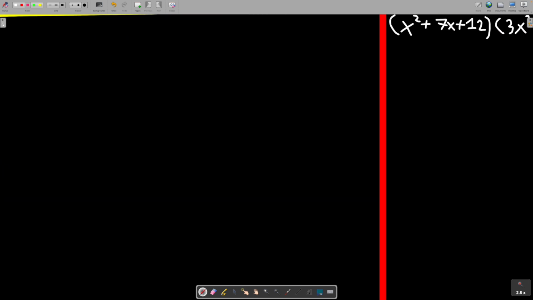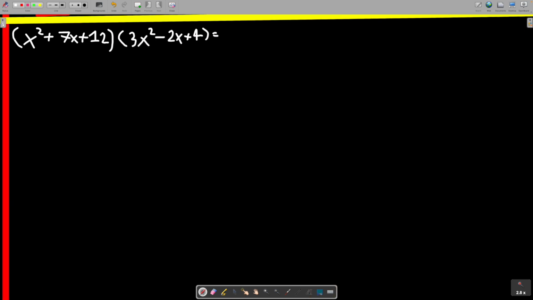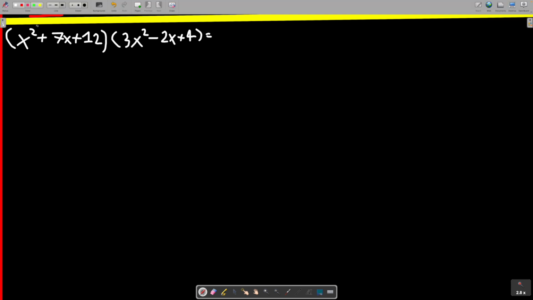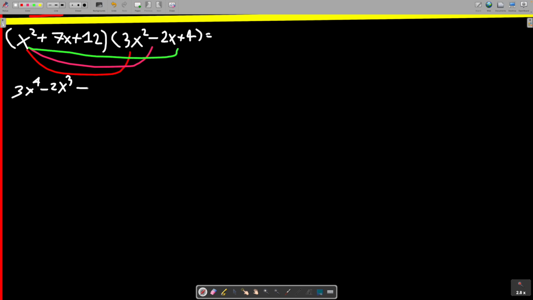Now let's go for one more example, exactly like that. We're gonna have a trinomial times a trinomial. So let's do this. X squared times 3x squared, that's just 3x to the 4th. Let's be a little faster this time. X squared times negative 2x, that's negative 2x cubed. X squared times positive 4 is positive 4x squared. So write it over here again.